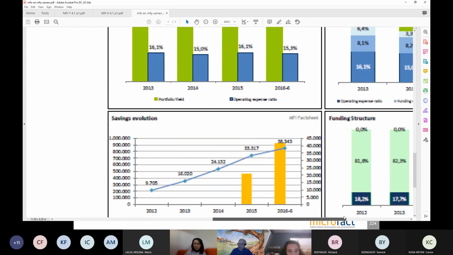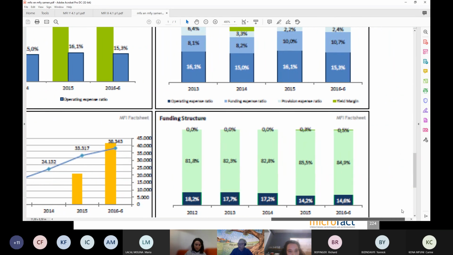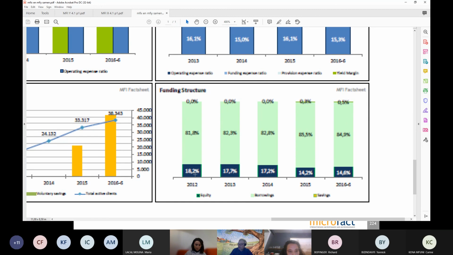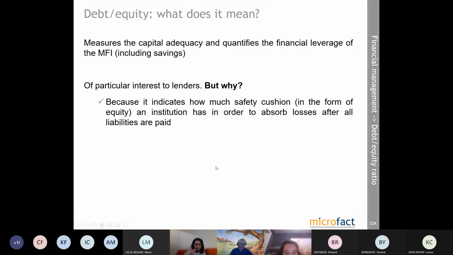If we go to the other one, they are really at the edge. So it's 14%. The cushion is very thin in this organization. Why? It has become quite difficult for them to go further than this 84% of external borrowing. So here you can see how thick the cushion is in your organization. 1 to 7, keep this in mind, is considered as the edge.